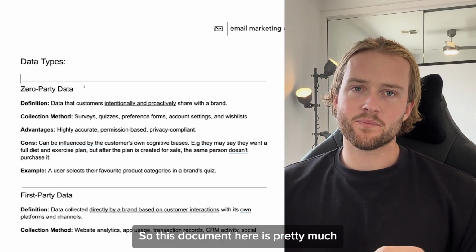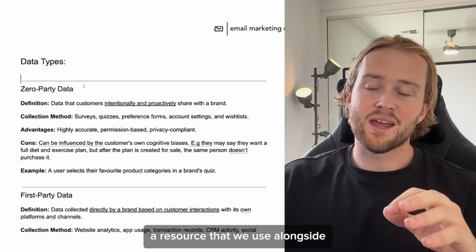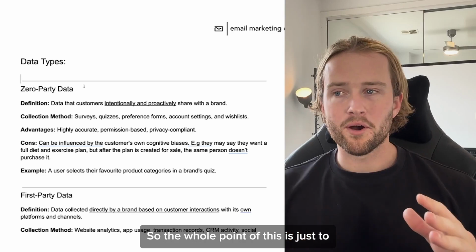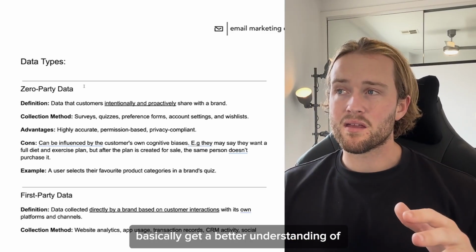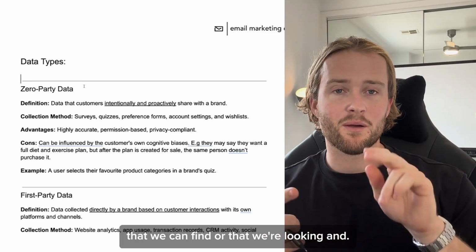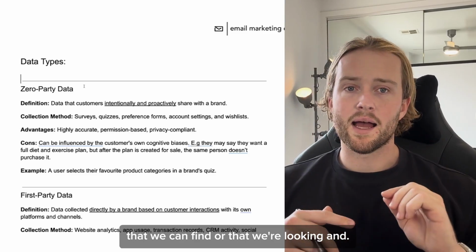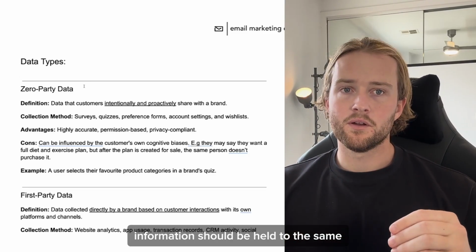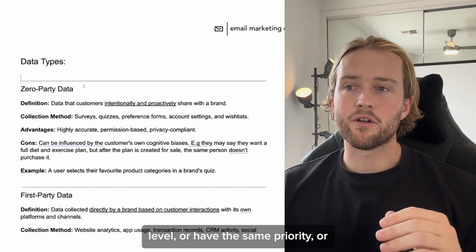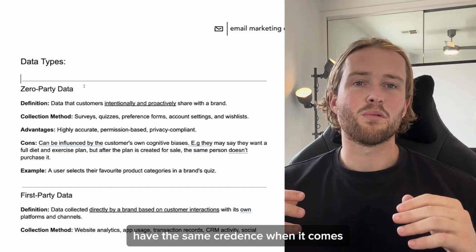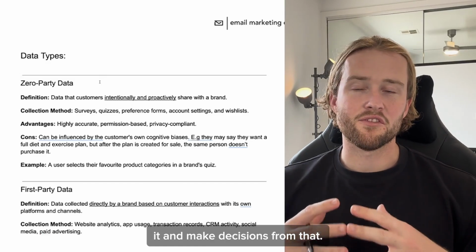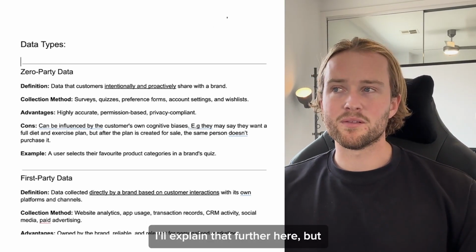Okay, so this document here is pretty much a resource that we use alongside our main marketing research SOP. The whole point of this is just to get a better understanding of the different types of market research that we can find or that we're looking for, and how to weigh it, because not all information should be held to the same level or have the same priority or the same credence when it comes to looking at the data to summarize it and make decisions from that. I'll explain that further here, but let's just get straight into it.